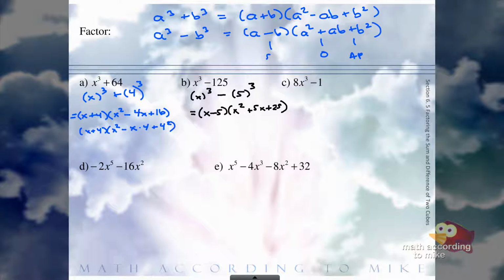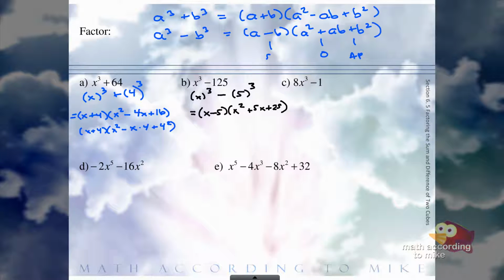As a reminder, that trinomial at the end there, the x squared plus 5x plus 25, does not factor nicely. Leave it alone. If that were a 10x instead of a 5x, then yes, it would factor, but we don't have that. It's not a perfect square there.